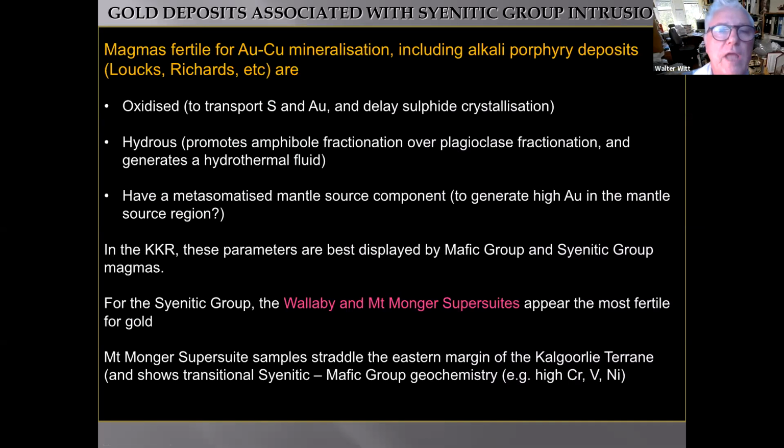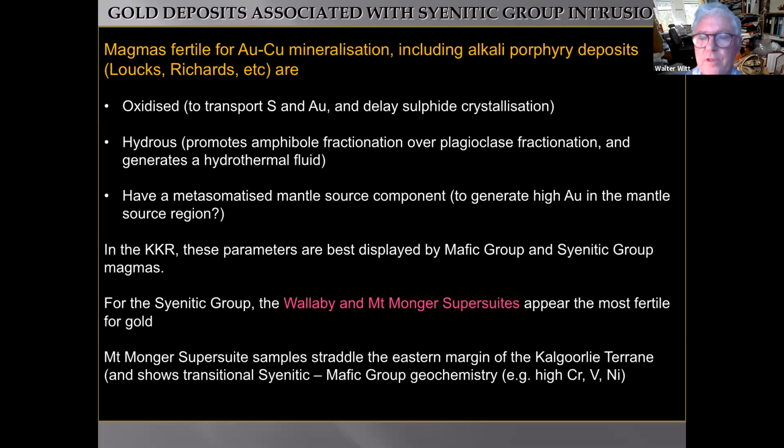So just recapping on what I've said so far: magmas fertile for gold-copper mineralisation, including alkalic porphyry deposits, are oxidised, hydrous, and have a metasomatized mantle source component. And in the Kalgoorlie-Kurnalpi Rift, these parameters are best displayed by the Mafic Group and the Syenitic Group magmas. For the Syenitic Group, the Wallaby and Mount Munga supersuites appear to be most fertile.